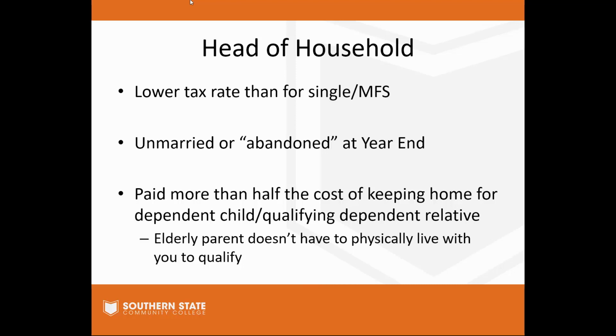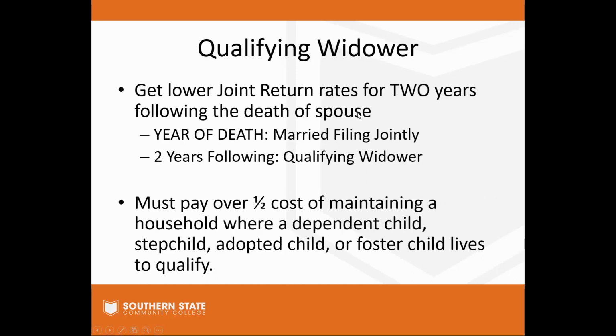You also have to have paid more than half of the cost of keeping the home for a dependent child or qualifying dependent relative. A qualifying dependent relative might be like an elderly parent or maybe a stepchild of some kind. If it's an elderly parent, they don't have to physically live with you to qualify, as long as you're providing for the cost of their living and their upkeep and all of that stuff. So that's head of household, and very beneficial because it provides you with a higher standard deduction than single and also a lower tax rate.